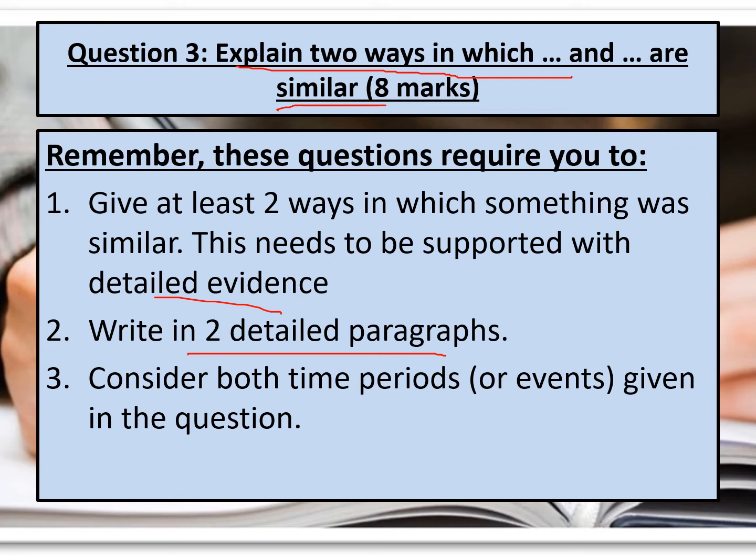And the second paragraph is going to be exactly the same, saying a different similarity between those two events or those two people, and then again supporting it with lots of detailed evidence. Now the really crucial thing is to make sure that you are considering both time periods equally. Even if they asked you to compare two things and you only knew one of them really well, you would need to make sure that you are discussing both events or both people equally, because they are expecting to see knowledge of both time periods or both events in this question. So it's a really simple technique. Spend those 10 to 12 minutes talking about two similarities in as much depth as you can do in that time. Now we're going to look through an example so you see how it works in reality in a second.